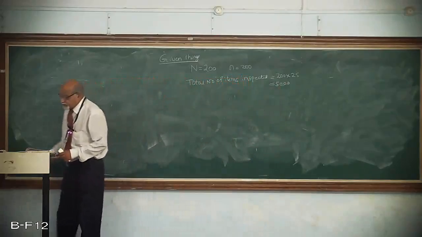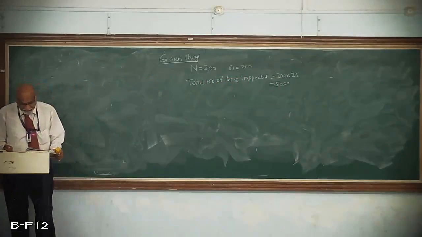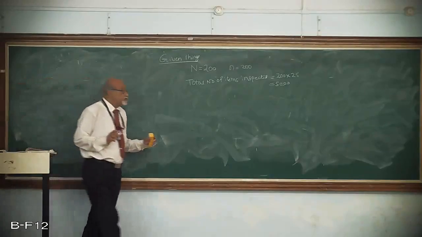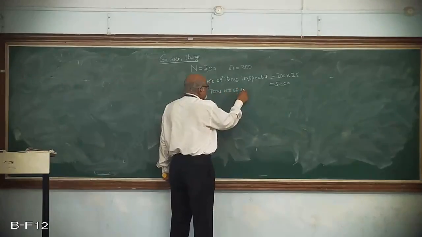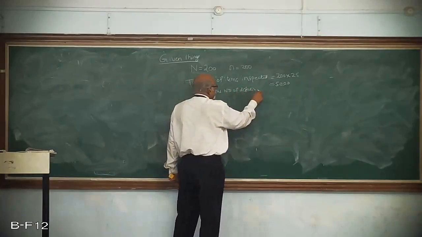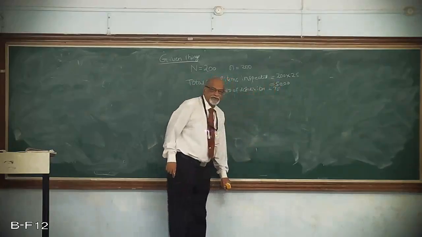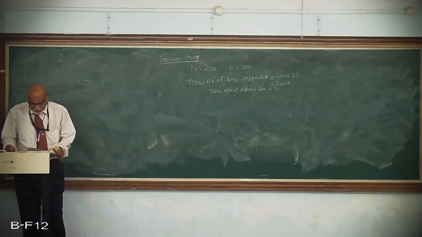So totally 5,000 items were inspected. Okay? And he says the record sheets for the first 25 lots inspected showed that a total of 75 items were defective. 75 items were the total number of defective items, equal to 75. This is also given.